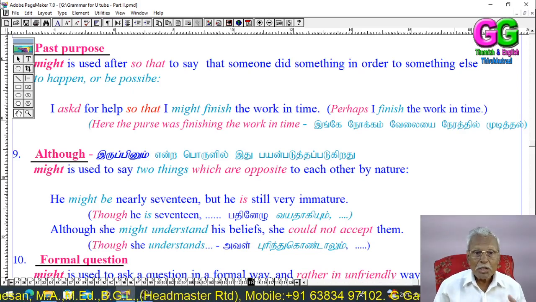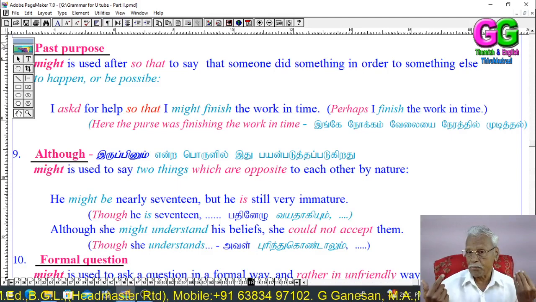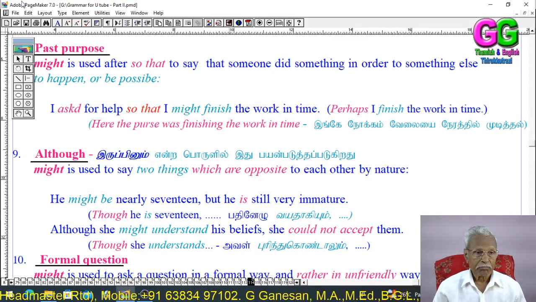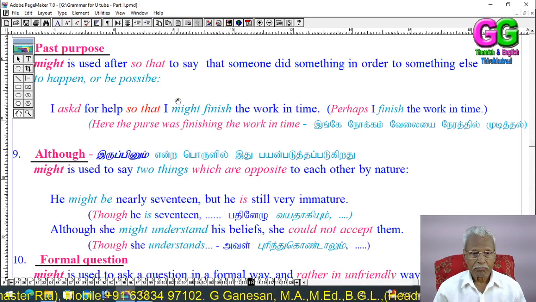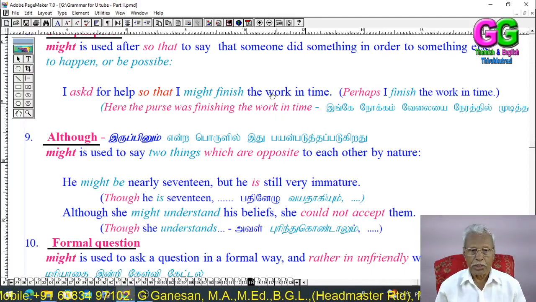It means it is the past; in the past it takes the past tense. Perhaps I finished the work in time. Here the purpose was finishing the work in time.